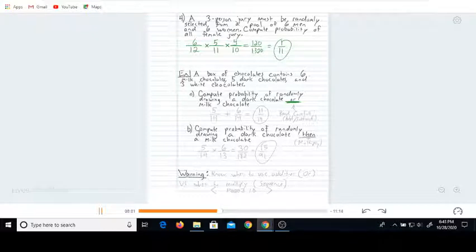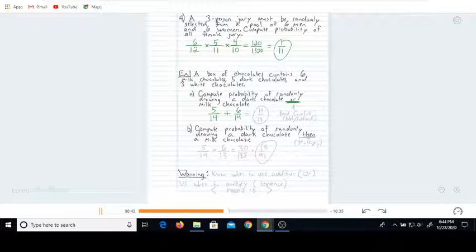So that means we do not use multiplication. We only use multiplication for a sequence of events. This is not a sequence of events. This is a singular event. So what's the probability of drawing a dark chocolate or a milk chocolate? Well, there are 5 dark chocolates out of 8 plus 6, which is 14. So 5 out of 14 are dark chocolates, plus, for milk chocolates, 6 out of 14 are milk chocolates. And there is no overlap there.